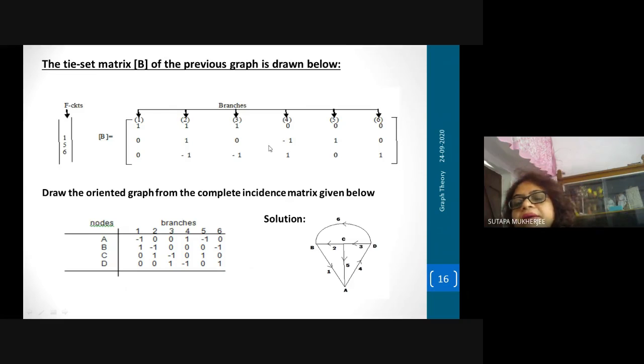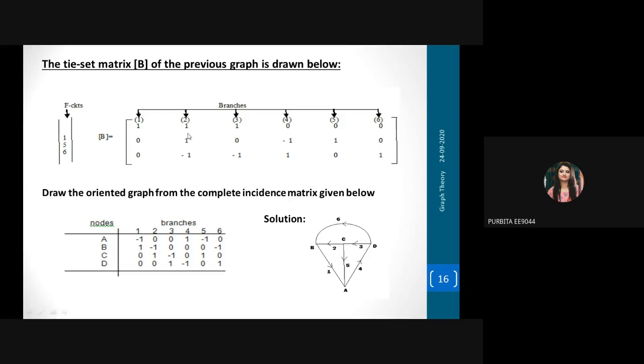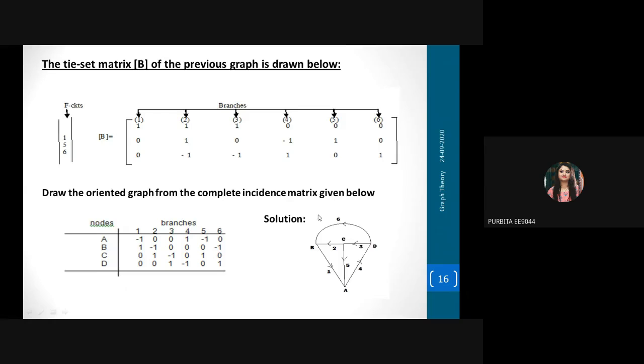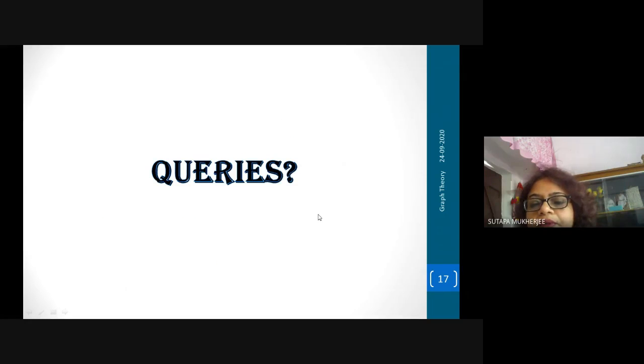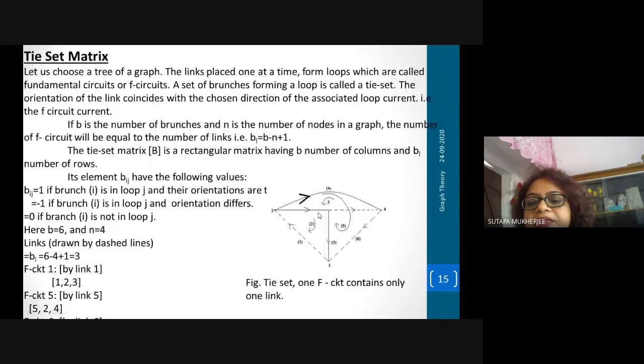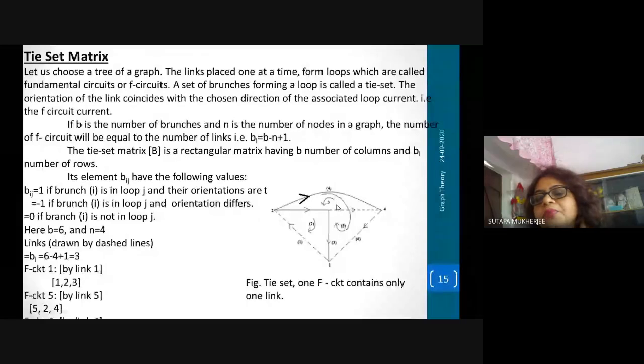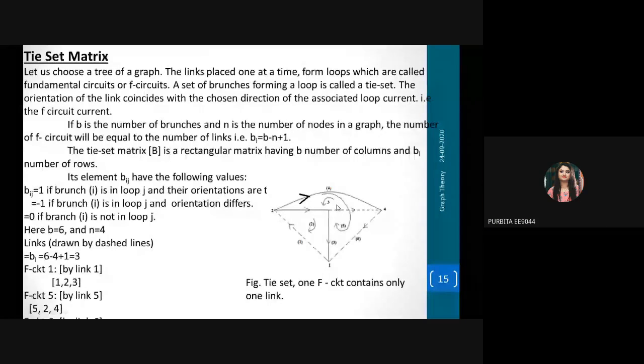Now the direction. If the direction of the loop and the direction of the link are the same, then it will be +1. Go for 4. The direction of current is this, and the direction of 4 is opposite. Hence it is -1.